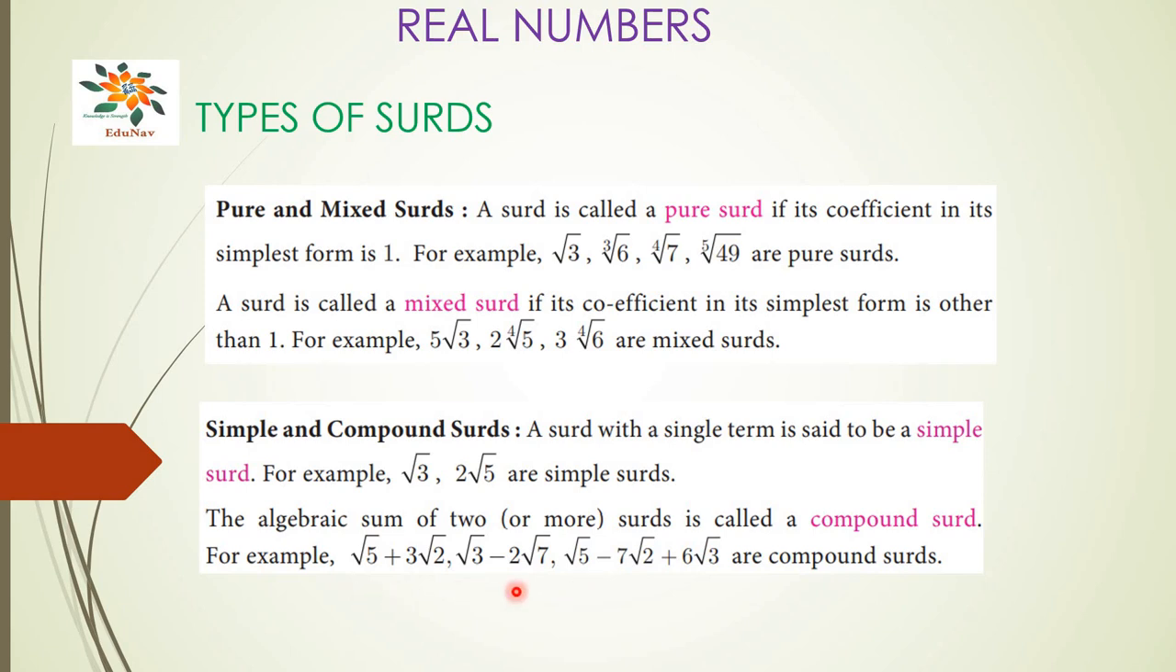Consider the examples that I have given you. Root 5 plus 3 root 2. Here it is a sum of surds. In the next example, root 3 minus 2 root 7. It is a difference of two surds. Next one, root 5 minus 7 root 2 plus 6 root 3. This is the sum and difference of three surds. Right? So, such surds wherein we have the algebraic sum or difference of surds are known as a compound surd.